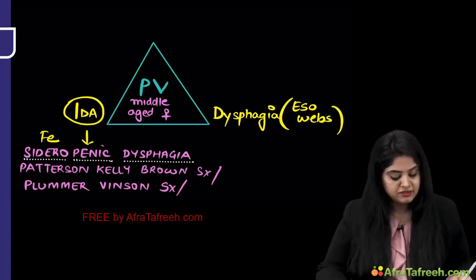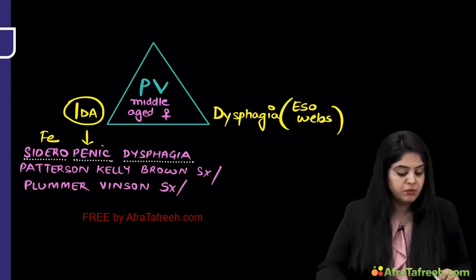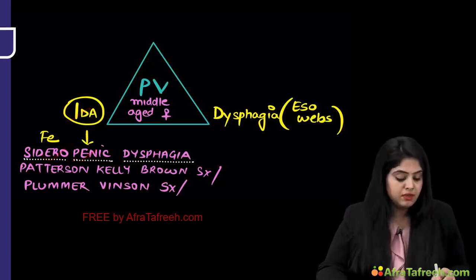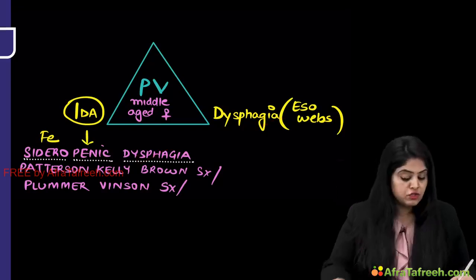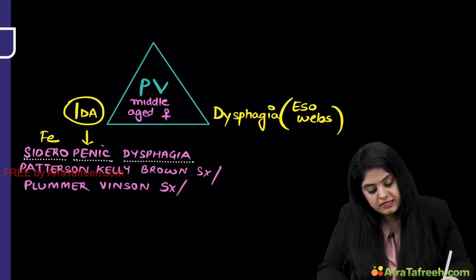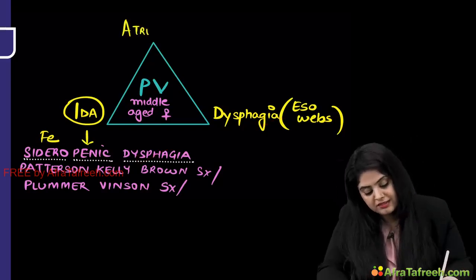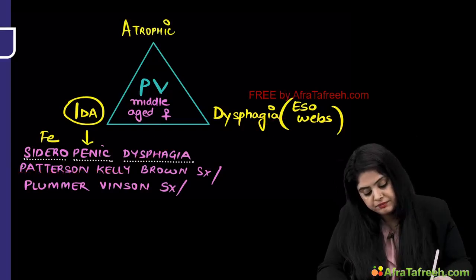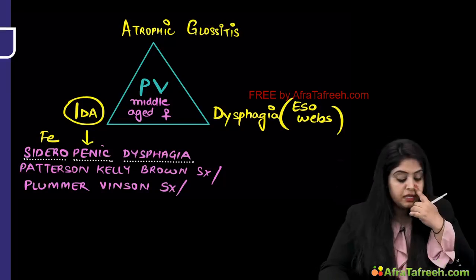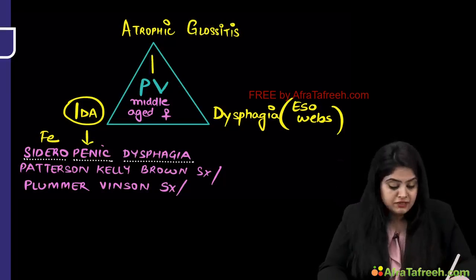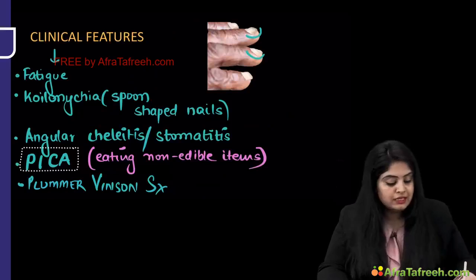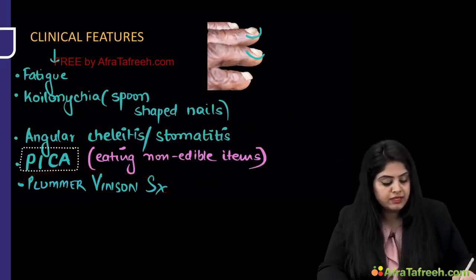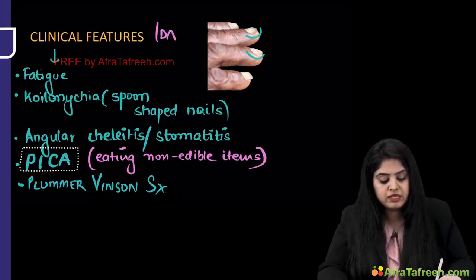And lastly, guys, this is very simple. Sideropenic told me iron deficiency anemia. Dysphagia told me that there's difficulty in eating because there are esophageal webs. And finally, there is also something known as atrophic glossitis. That is the triad of Plummer-Vinson syndrome, and that is why I told you that Plummer-Vinson syndrome shows you iron deficiency anemia. Let's do a quick recap.